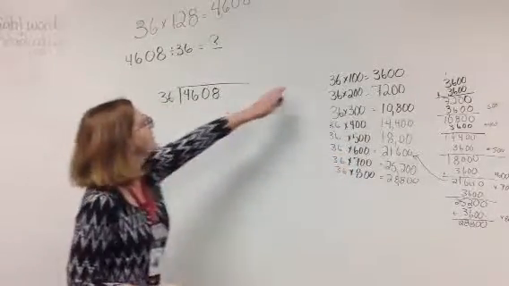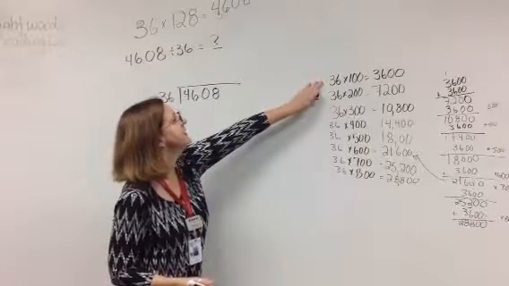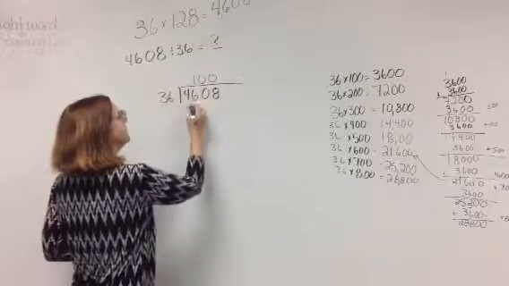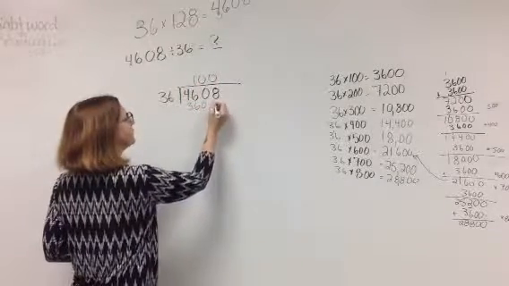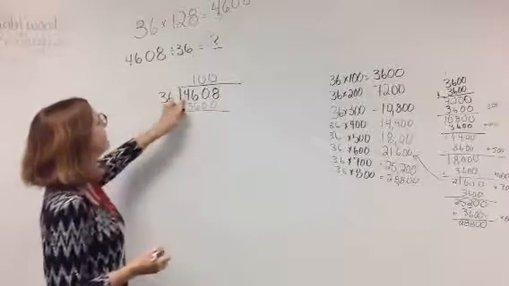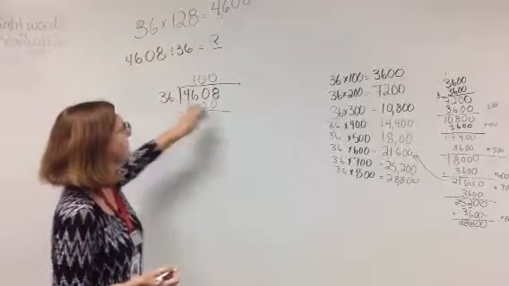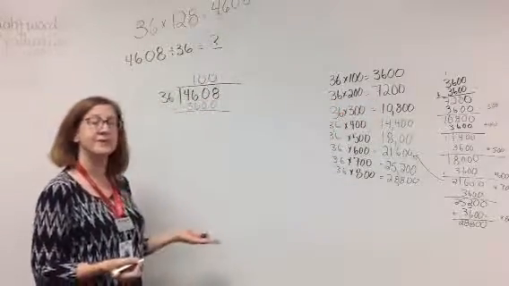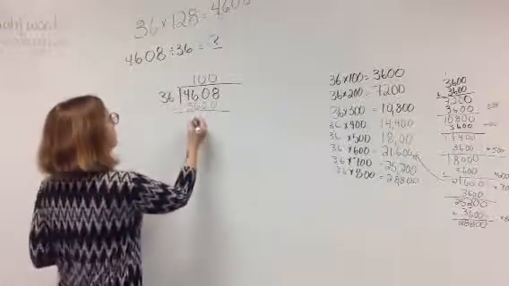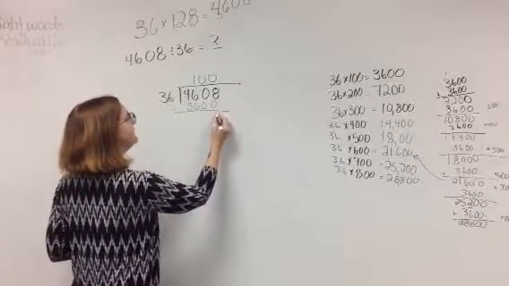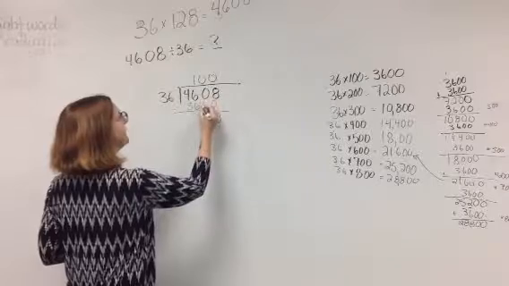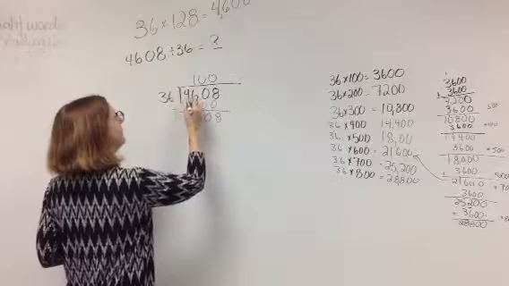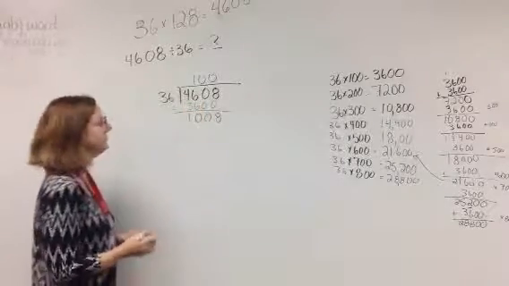Okay, so I know that my first partial quotient is 100, because 3,600 is less than 4,608, while 36 times 200, 7,200, is bigger. Now I'm going to subtract. 8 minus 0 is 8. 0 minus 0 is 0. 6 minus 6 is 0. 4 minus 3 is 1.